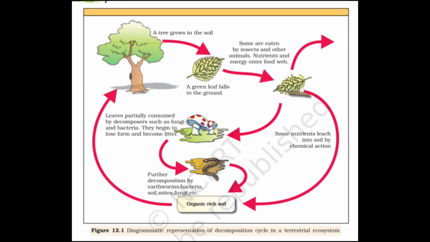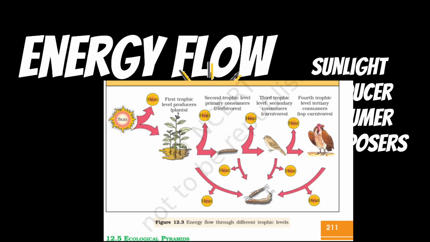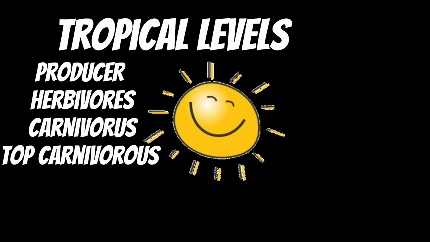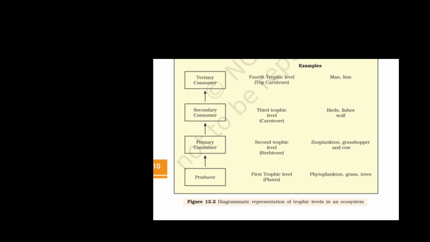So energy flow: what is energy flow in an ecosystem? Energy flow is unidirectional, from the sunlight to the producer to the consumer, and then finally the decomposer. The trophic level has various levels: first, second, third and fourth. First is the producer, then herbivores, then carnivores, and then top carnivores. The flow of energy is governed by Lindeman's 10% law. Only about 10% of the energy is transferred from one trophic level to the next, like sunlight 1000 joules to the plants 100 joules, then herbivores 10 joules, and then finally carnivores 1 joule.